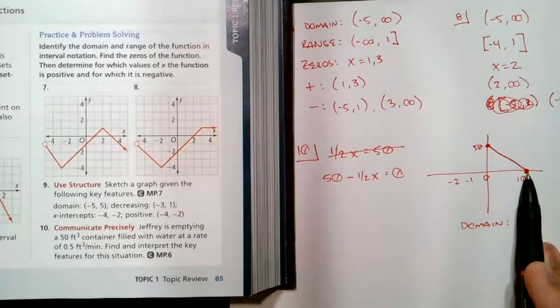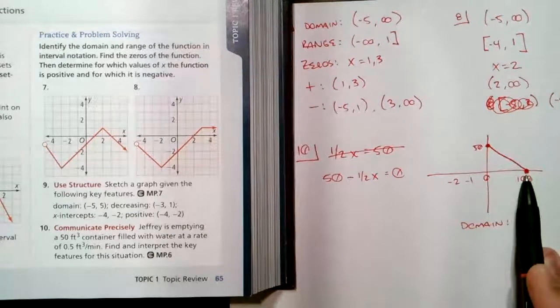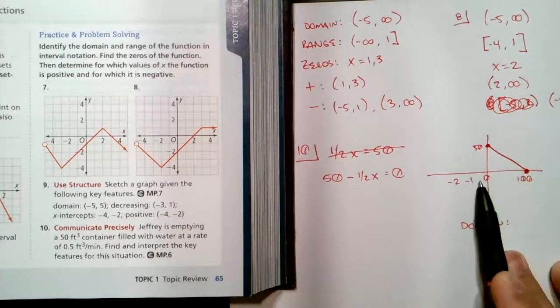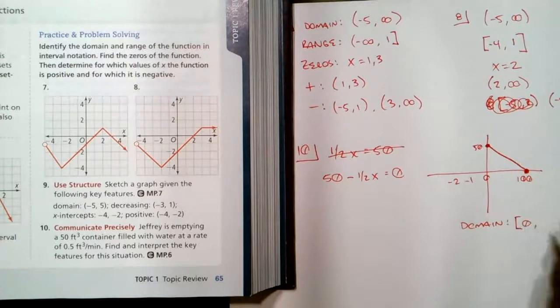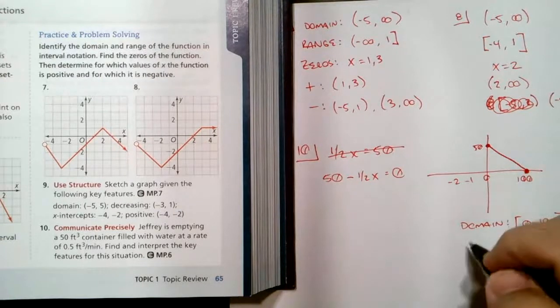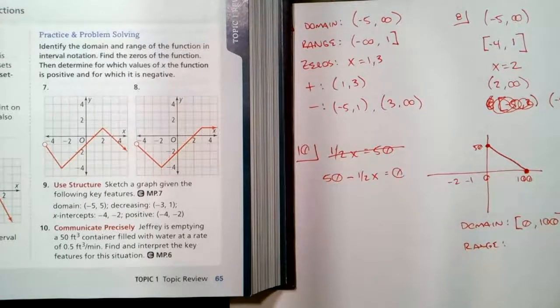So domain. I think our domain with this problem, make sure I'm on the paper. Domain, it runs from 0 all the way up to 100 because at time 0, I've got 50. After 100 minutes, I'd have 0 water. I wouldn't have any water left. So it's not going to exist outside of that. So domain would be from 0 to 100.